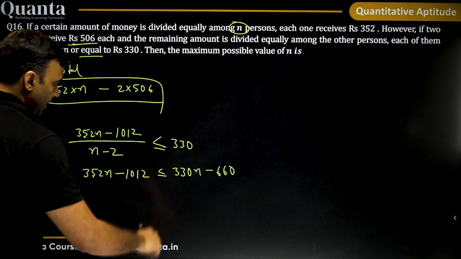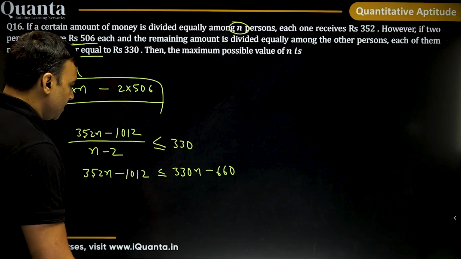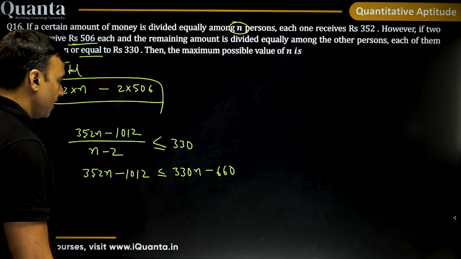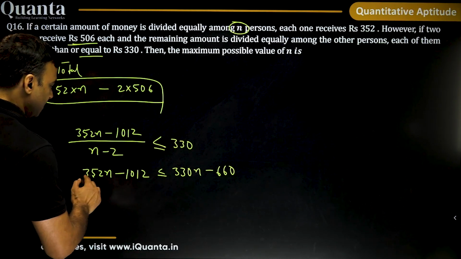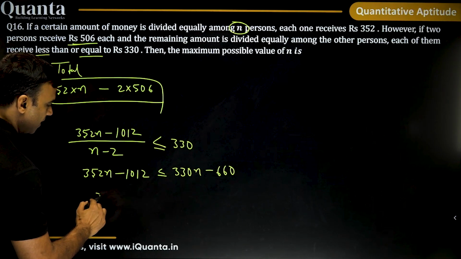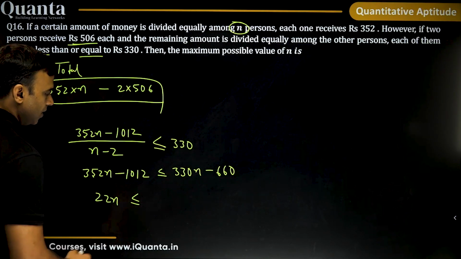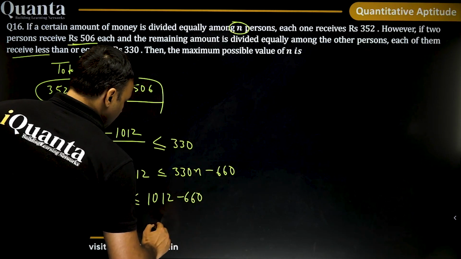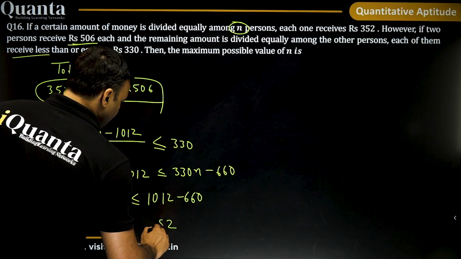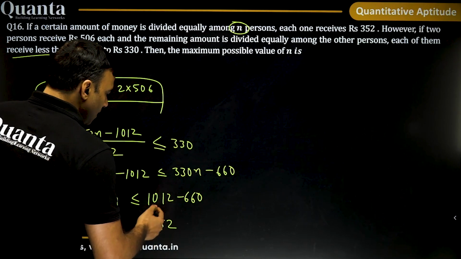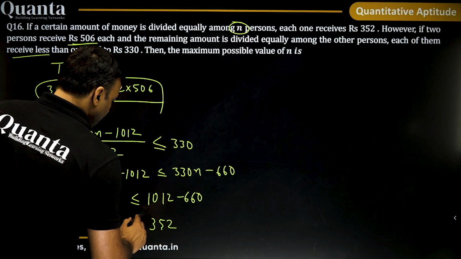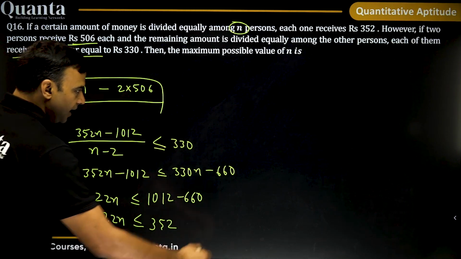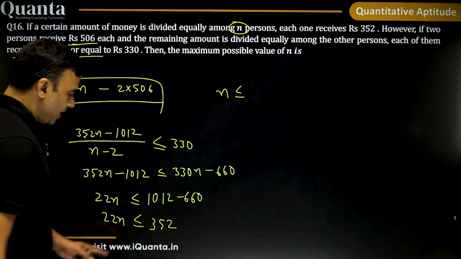1012 on the other side, so that is 660. Is that so? Okay. Anyways, 352 minus 330 is 22n is less than or equal to 1012 minus 660. So 2 minus 0 is 2, 11 minus 6 is 5, and 9 minus 6 is 3. So 352. Great, 22n. So n has to be less than or equal to 352 divided by 22.